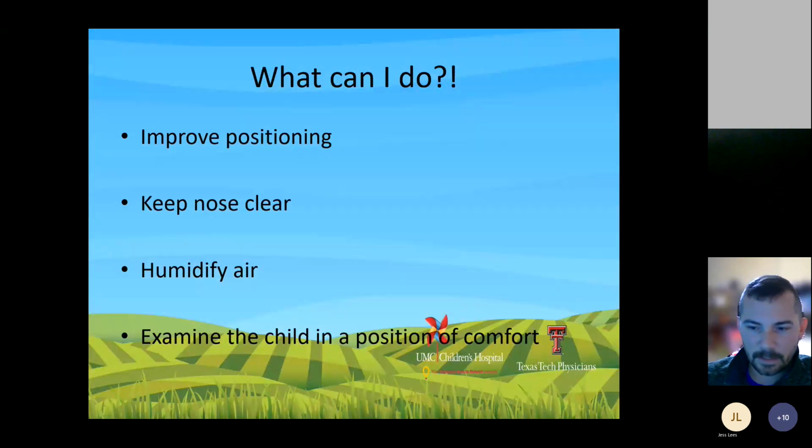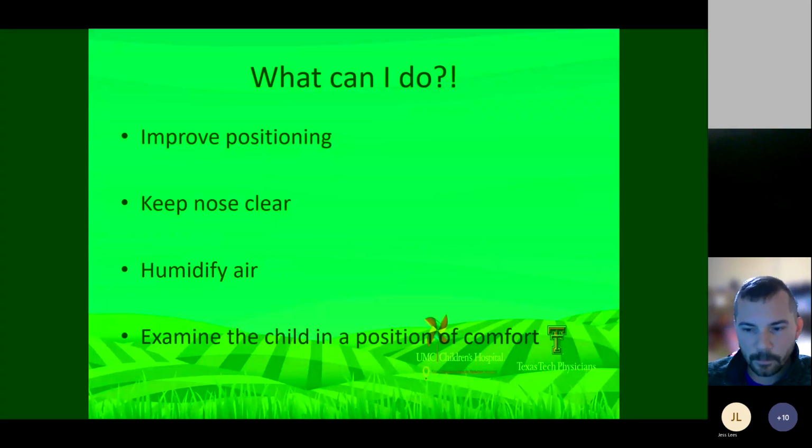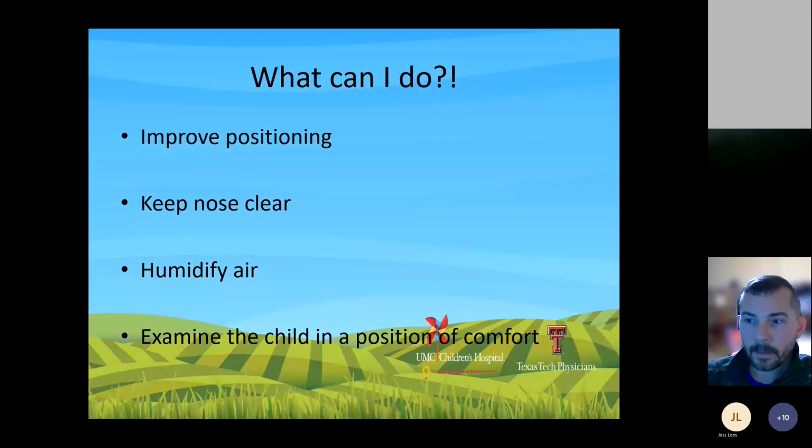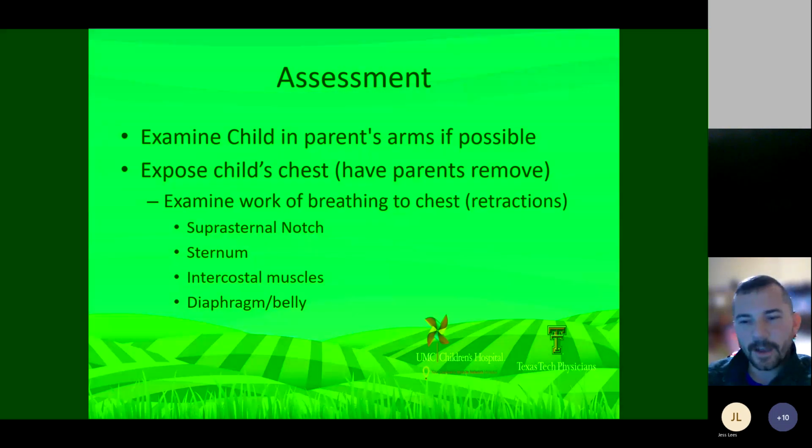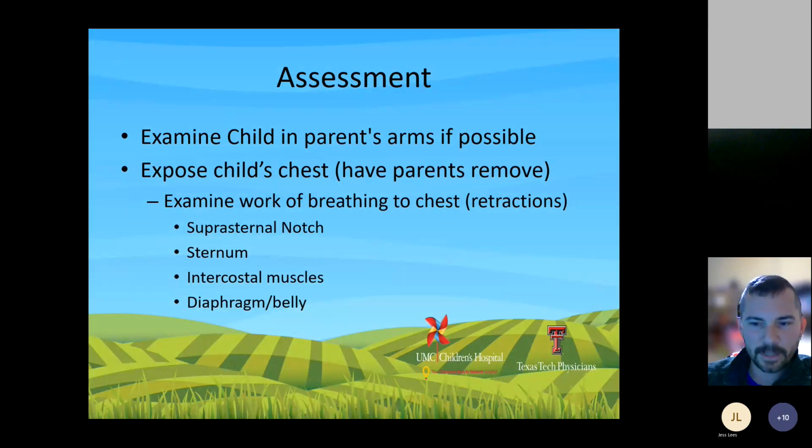If the child is in dire straits, then obviously we have to take matters into our own hands. But if we have the opportunity, examining the child in a comfortable state, having the parents pull up the shirt, and looking at our work of breathing, all of those things are going to be very important in beginning your assessment and ensuring that we're caring for these kids the right way during the respiratory season, or any season for that matter. So again, I briefly touched on it already: examining the child in the parent's arms, if possible, exposing that chest.